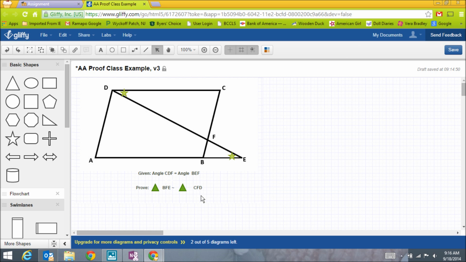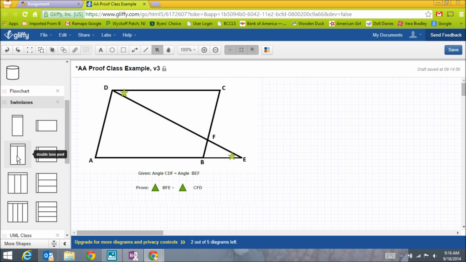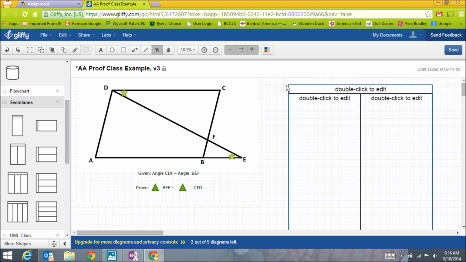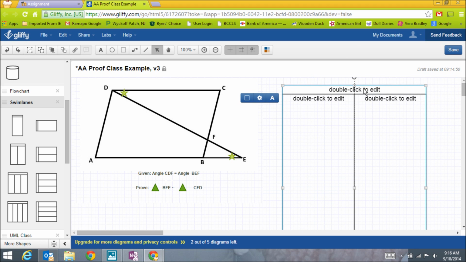Now let's get started with our proof. Over on the side here, Gliffy has the swim lane charts. So we're going to drag into our Gliffy document the two swim lane charts so we can work on our T-chart proof. Now, just like proof writing in geometry classes, we want at the top to write statement in our first column. And on our second column, we're going to want to write reason.